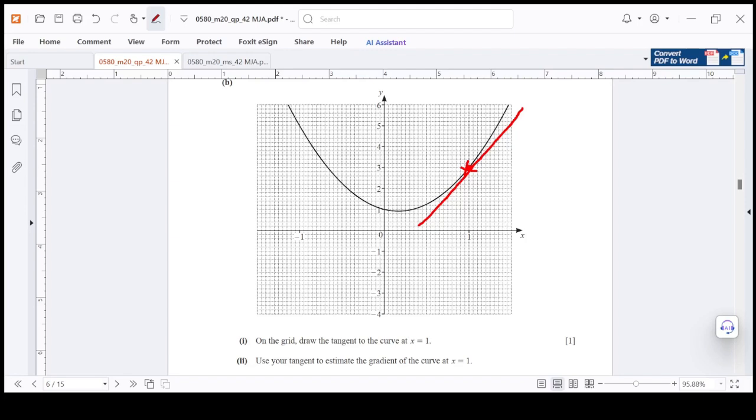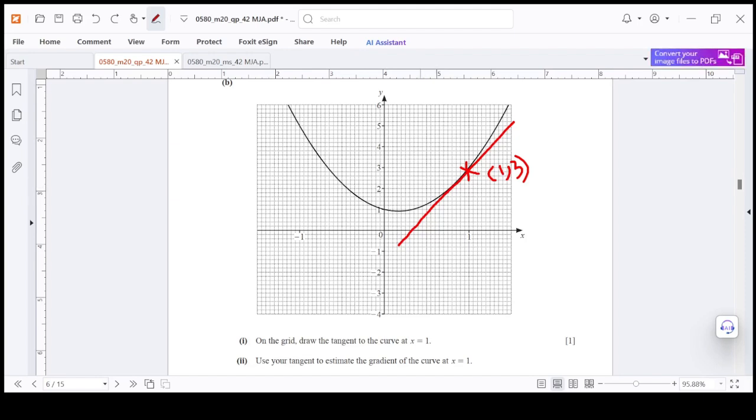Use your tangent to estimate the gradient at x is equal to 1. Now we need 2 points on this tangent. One is already mentioned. This would be 1 comma, what is the value of y when x is 1? Let me just clear this tangent for a second and confirm that when x is 1, y is 3. Yeah, so one of the points on the tangent is 1 comma 3. The tangent should only cut your graph at that point only, nowhere else.